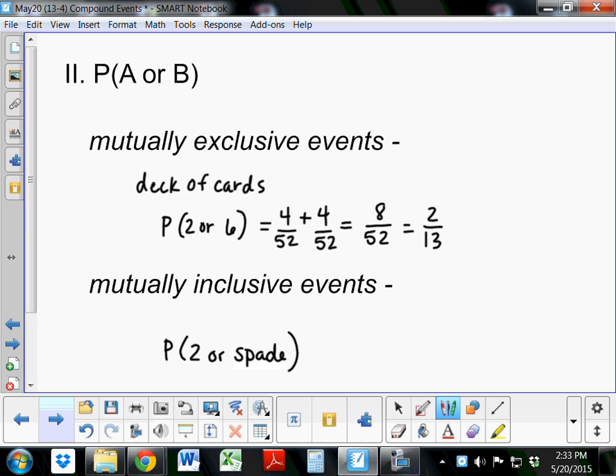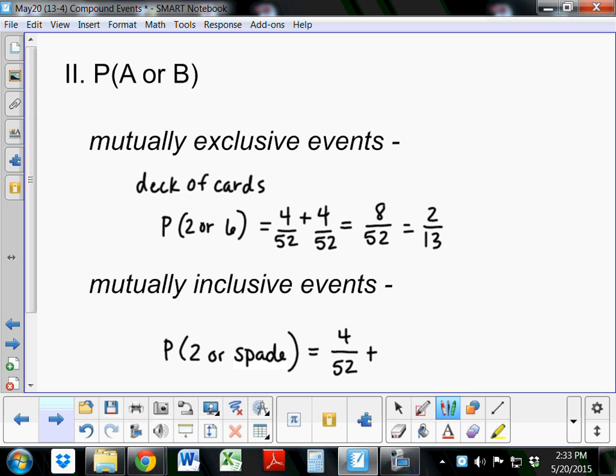But then he said, in terms of other cards, I'm also happy with the 2 of diamonds, the 2 of hearts, and the 2 of clubs. I don't recount the 2 of spades because I already counted it. So in terms of your math, you think about your 2s, you're happy with 4 of them.